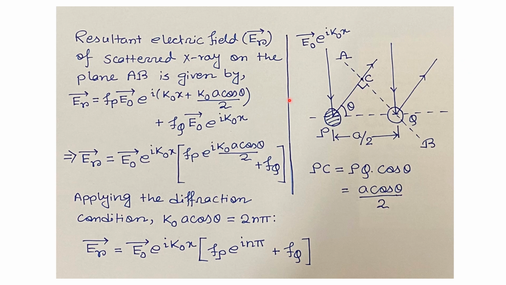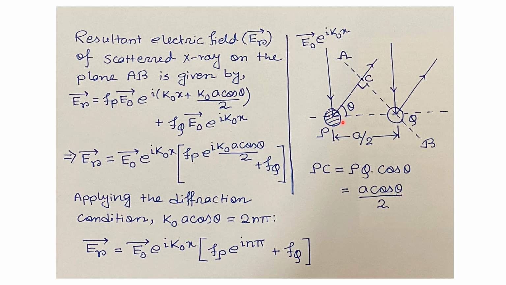Now consider this schematic diagram. The X-ray radiation will be incident on the atoms P and Q. The electric field of the incident radiation is given by E naught vector e to the power i k naught x, which is basically a plane wave equation. And then the X-ray will get scattered from P and Q. Here we will be considering only the scattering at an angle theta. Also we will assume a plane AB which is perpendicular to the scattered X-ray radiation from P and Q.